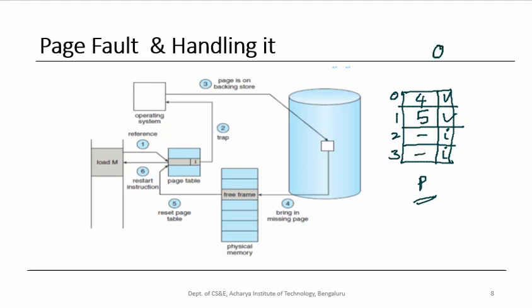So what the operating system does, before fetching the instructions or data from the main memory, is check the valid-invalid bit. And if it sees that the bit is invalid, it means that the page the CPU is referring to is not present in the main memory, and this is called a page fault.